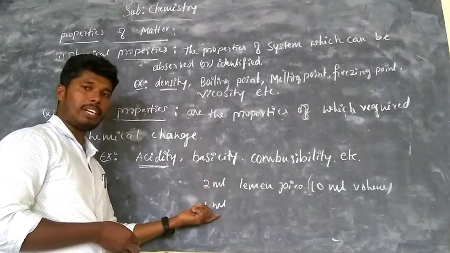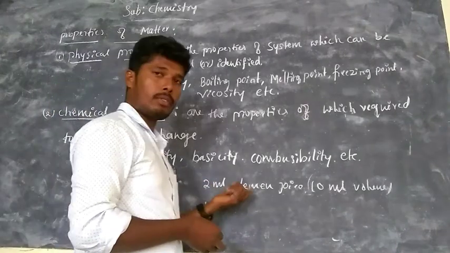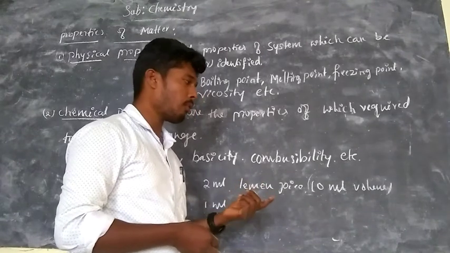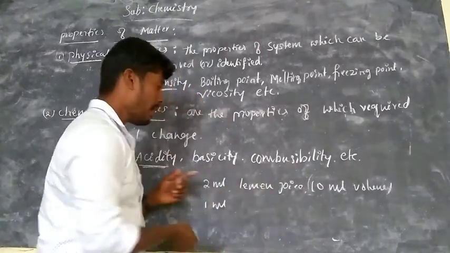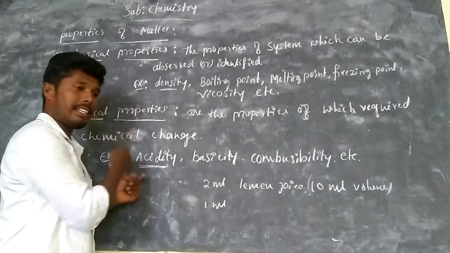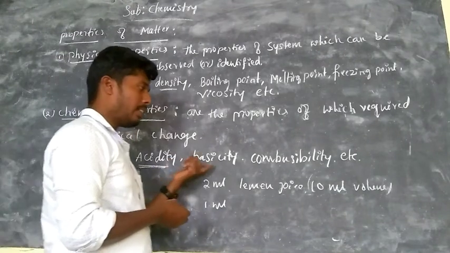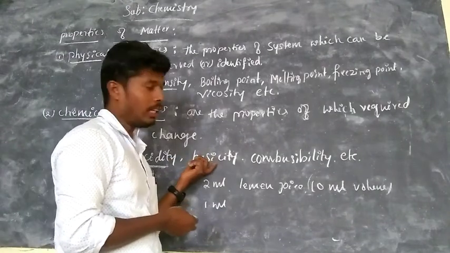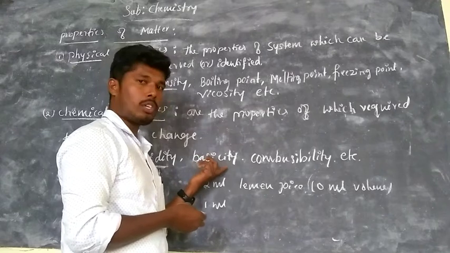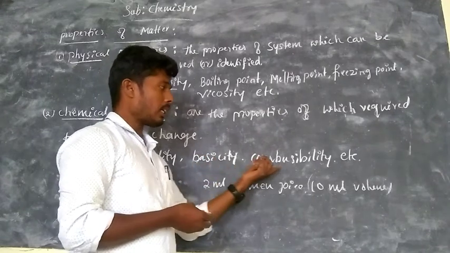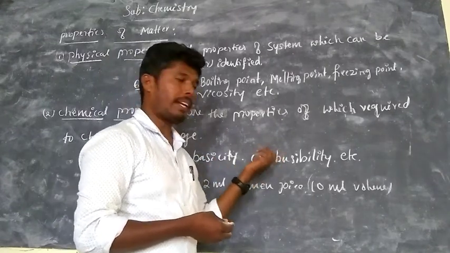Similarly, if you take 1 ml of lemon drops in 10 ml volume of water, its taste changes. It means acidity changes. Like that, you can compare the basicity by taking cabbage or some basic fruits. And compressibility is nothing but burning.